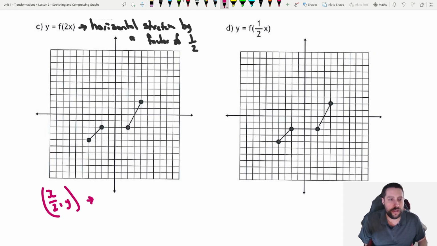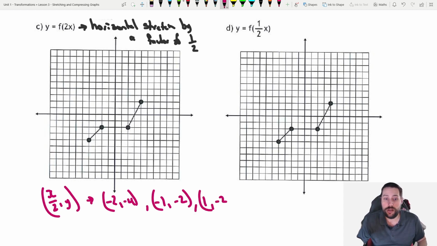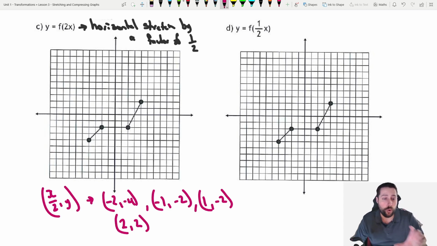Instead of it being at -4, -4, it's going to be now at -2, -4. Instead of it being at -2 and 2, it's going to be now at -1 and -2. Instead of it being at 2 and -2, it's going to be at 1 and -2. And then finally, the last one was at 4 and 2, but we're going to divide that by 2, so it's going to be at 2 and 2. Okay, so those are our new points. So let's go ahead and plot those out.